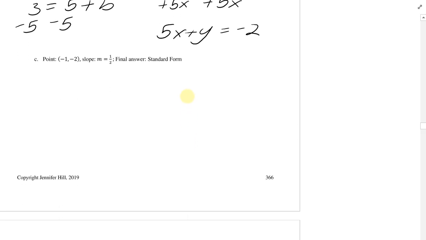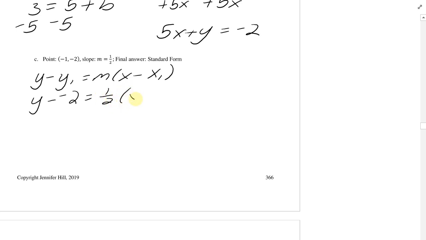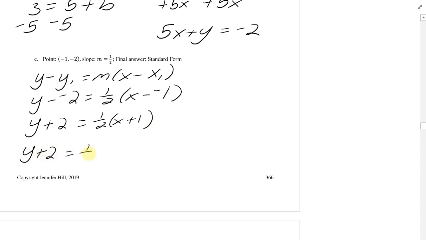Okay, so we've got one more example, still standard form. I've got the point, I've got the slope. Hit play when you're ready to see the solution. So for this one, I'm just going back and forth between the two techniques. Okay, so let me plug everything in. So this will really be y minus negative 2 equals 1/2 times x minus negative 1. So that'll be y plus 2 equals 1/2 times x plus 1. And now I distribute. So I get y plus 2 equals 1/2 x plus 1/2.